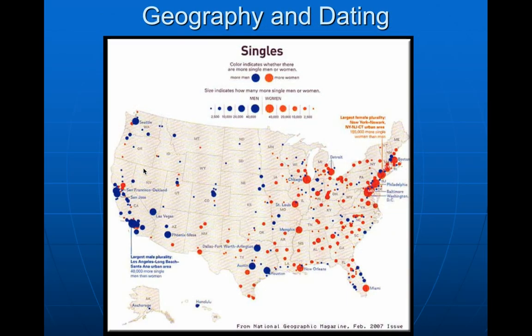Taking a look at how geography and dating are used on this map. The larger the circle, the more single men or the more single women are in an area. If I was a single female and I wanted to increase my dating pool and I was interested in men, I would take a look at the west coast of the United States where there are more single males, right? Los Angeles, Long Beach, Santa Ana area have the largest male plurality.